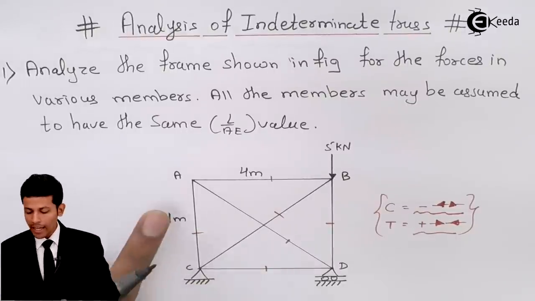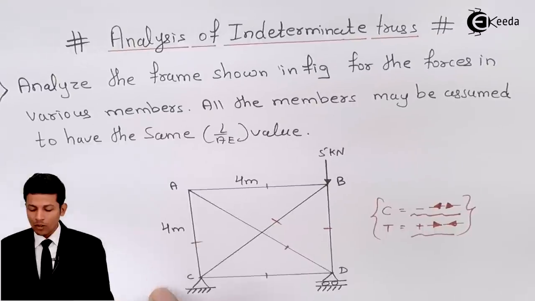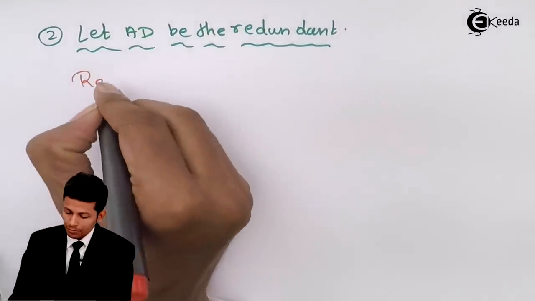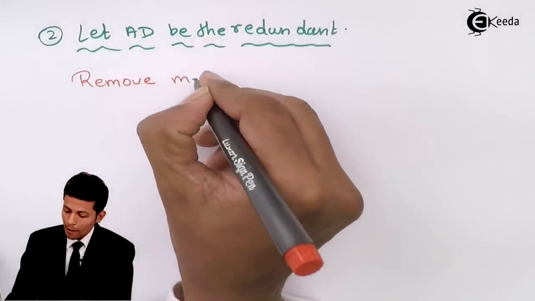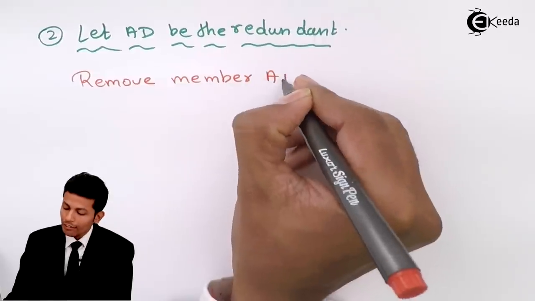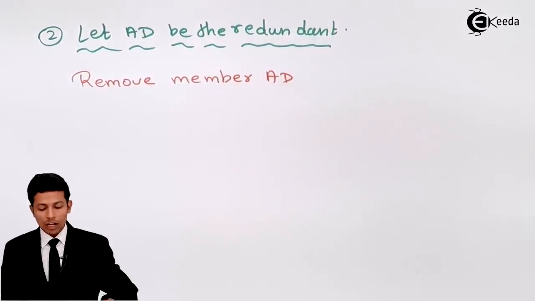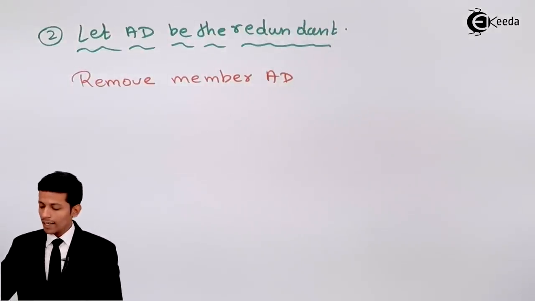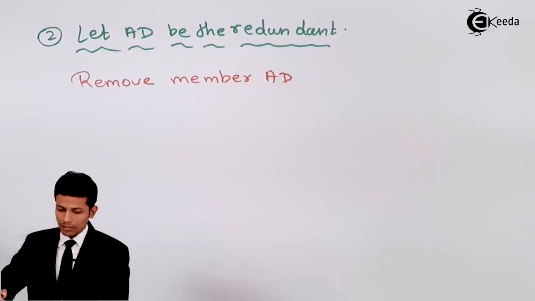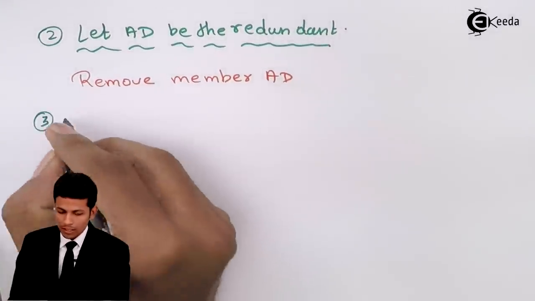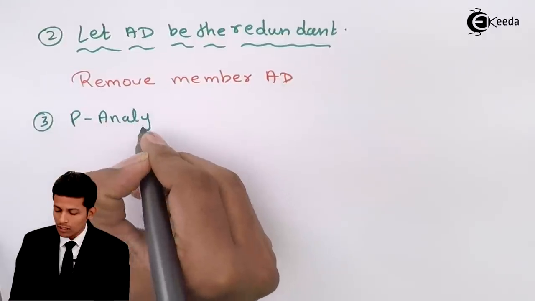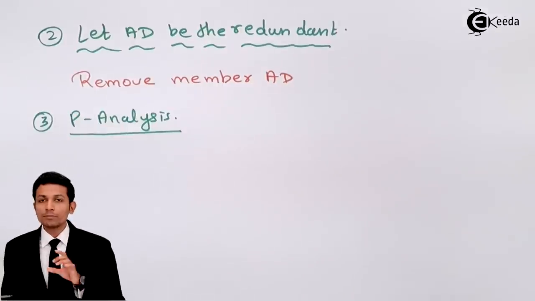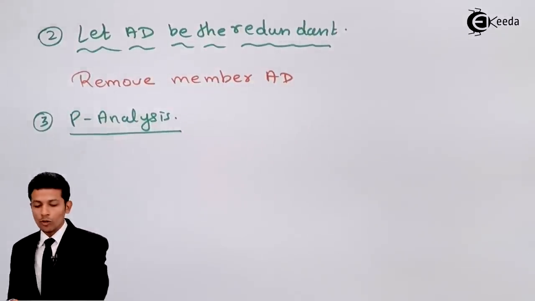So we are removing A and D, means we are removing this part, okay? Or you can remove this part also. So you can write over here: remove member AD. We are removing member A and D. Now after that, remove the AD member and then draw the diagram. And let's take our step number 3, step number 3 will be P analysis. In P analysis, what we are doing, we just draw the diagram as it is, but remove this member A and D. So how will you draw? We'll draw like this.